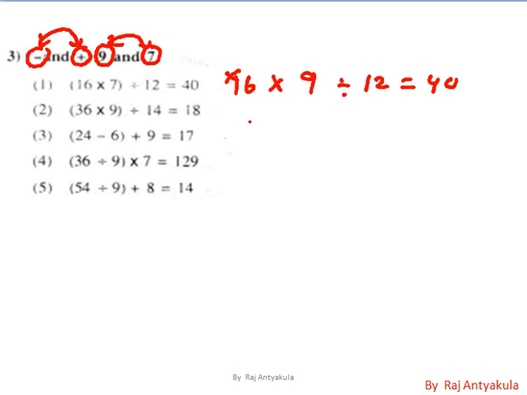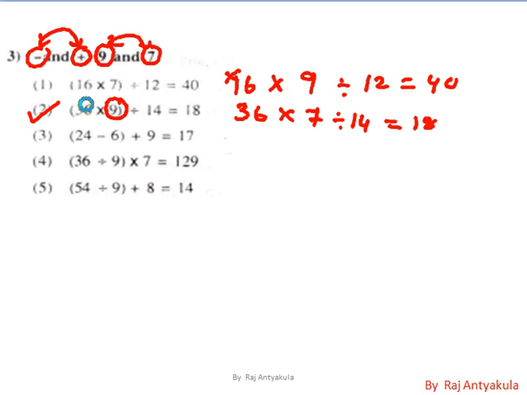Now go for the second option. 36 into, write into, see here 9 has to be replaced with 7, and here what is given? Divided by, there is no condition on divide by, so divided by 14 equal to 18. So 7 divided by 14 you will get 1 by 2. 36 into 1 by 2 equal to how much? 18. So option 2 is an answer.